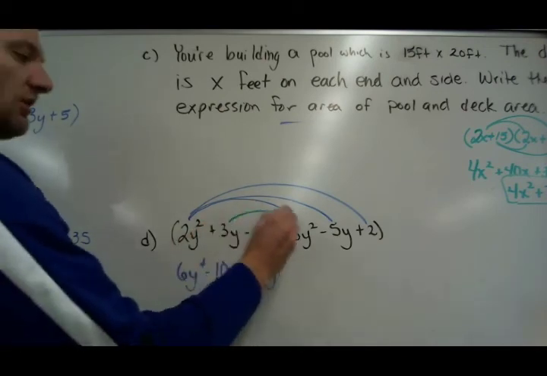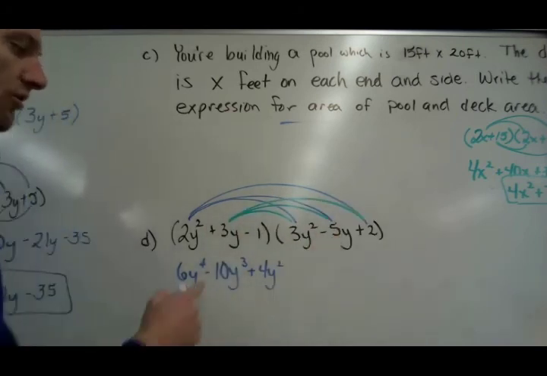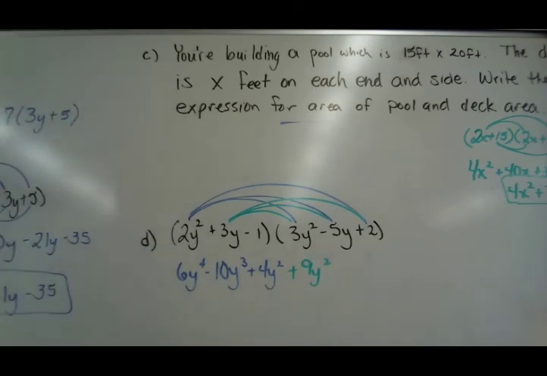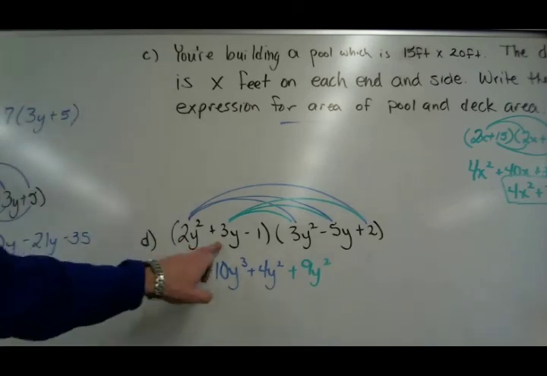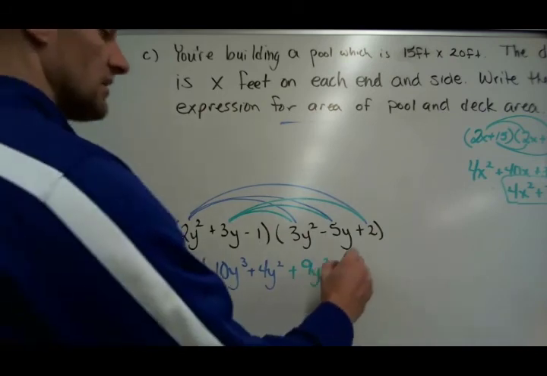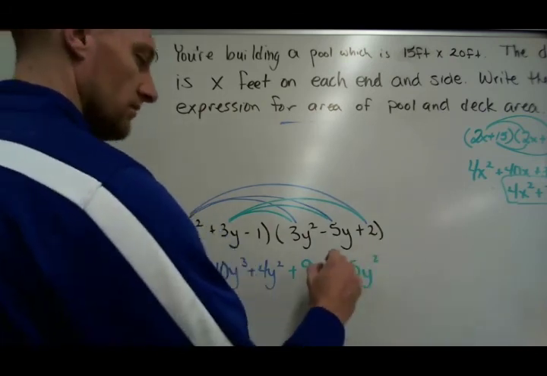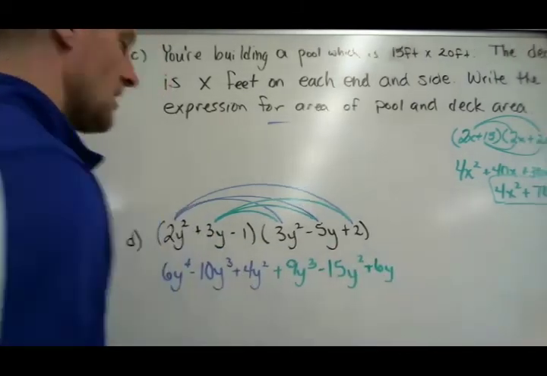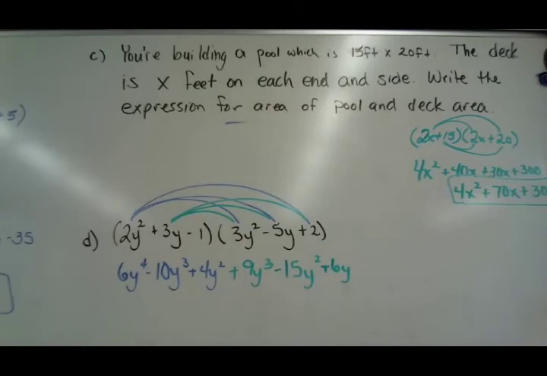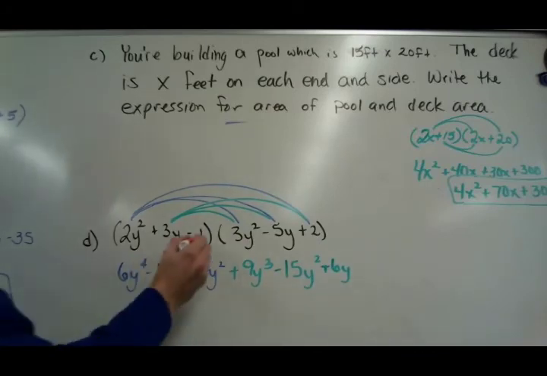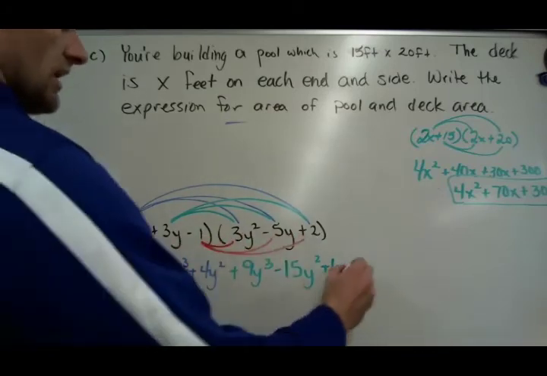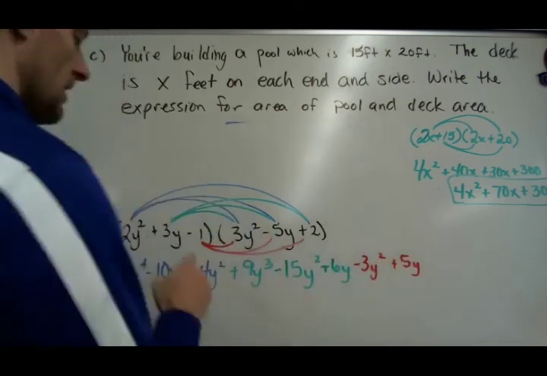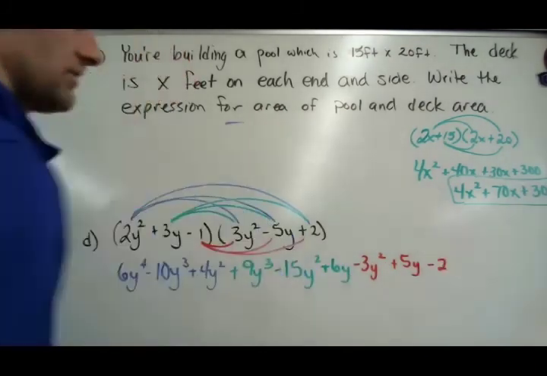The second one is take this 3y and send it through. So 3y times 3y squared is 9y cubed. Then you take the 3y times the negative 5y, which gives you a negative 15y squared. And then you have 3y times 2, so that's a plus 6y. And then finally we take our negative 1 and send it through each of those. You get a negative 3y squared. A negative times a negative is a positive, so positive 5y. And a negative times a positive would be a negative 2.